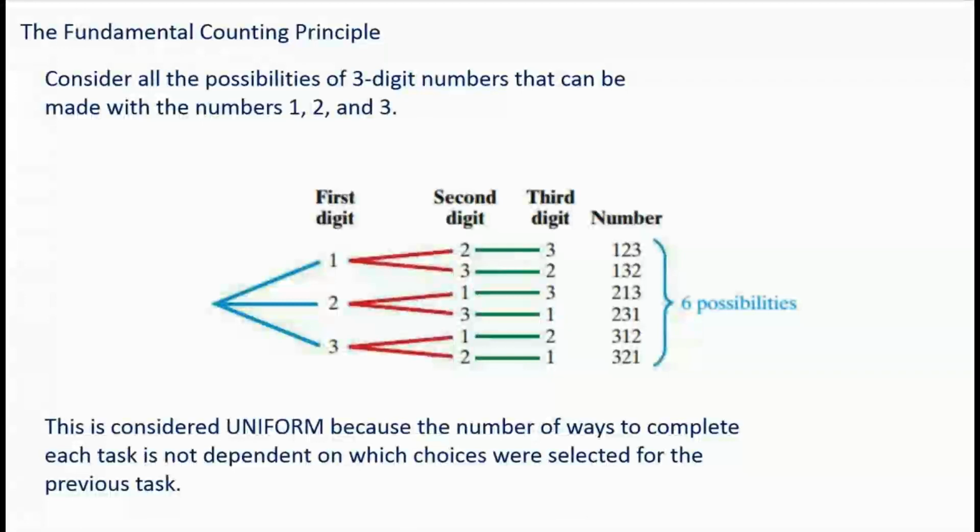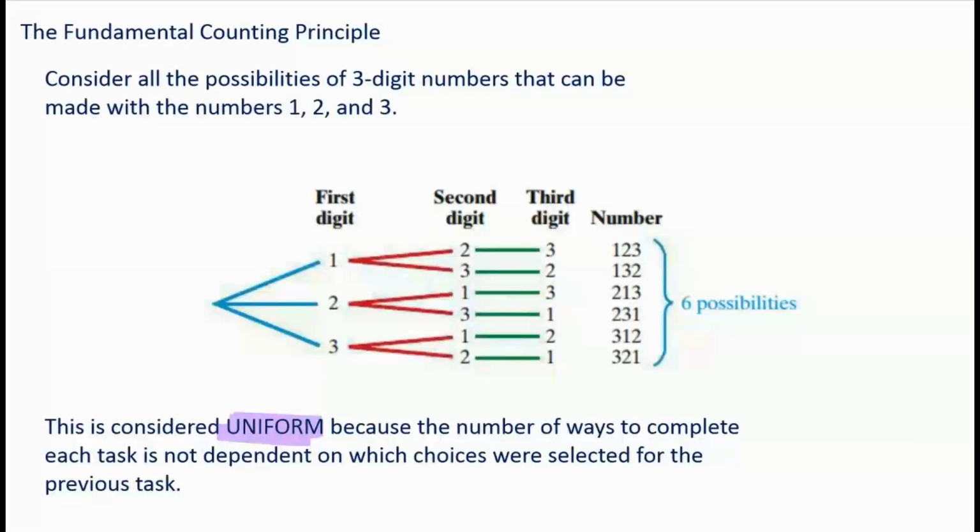It's considered uniform if, or because, the number of ways to complete each task is not dependent on which choices were selected for the previous task. What in the world does that mean? Okay, so here's what's happening. Our first task, right, this doesn't matter. This uniform thing doesn't apply at all. It's when we move on to the second and third task.